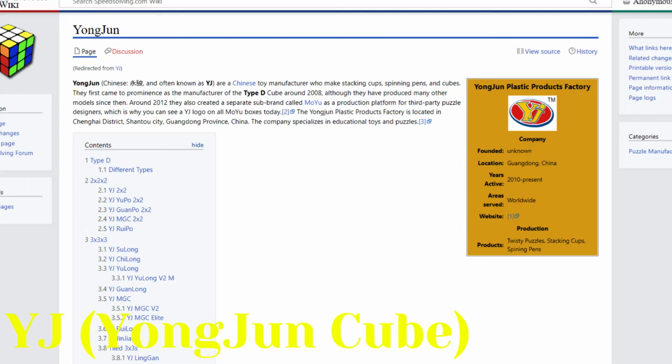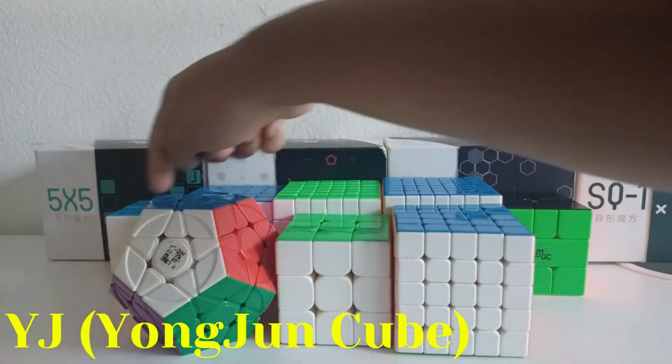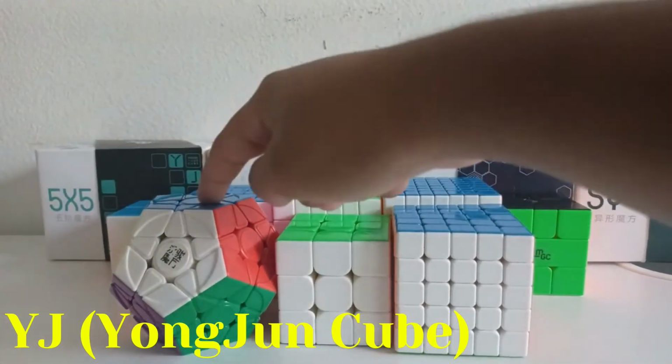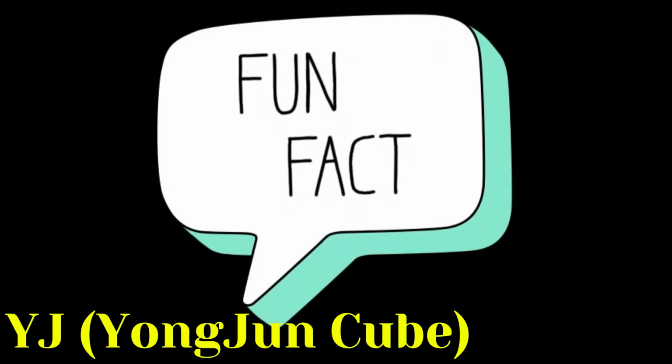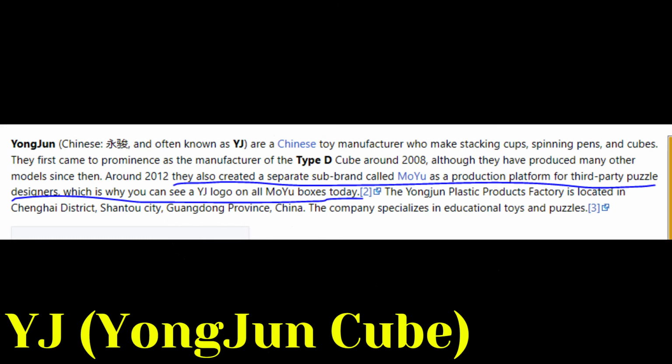Y is for YongJun, a cube manufacturer famous for their well-received MGC line of puzzles and their cheap budget puzzles. Fun fact, they founded the MoYu company in 2012.